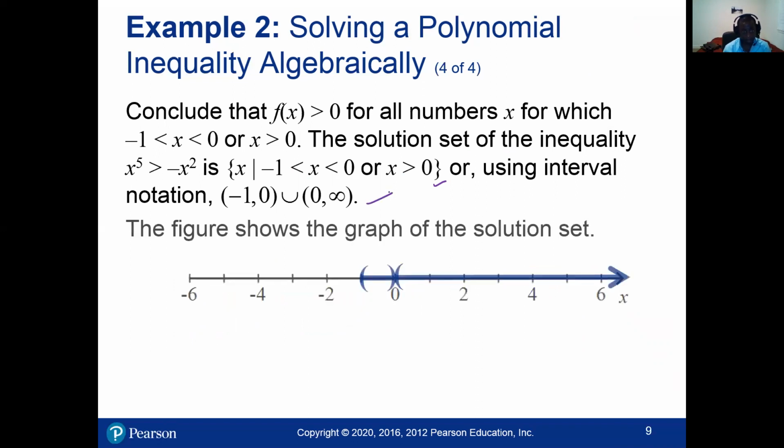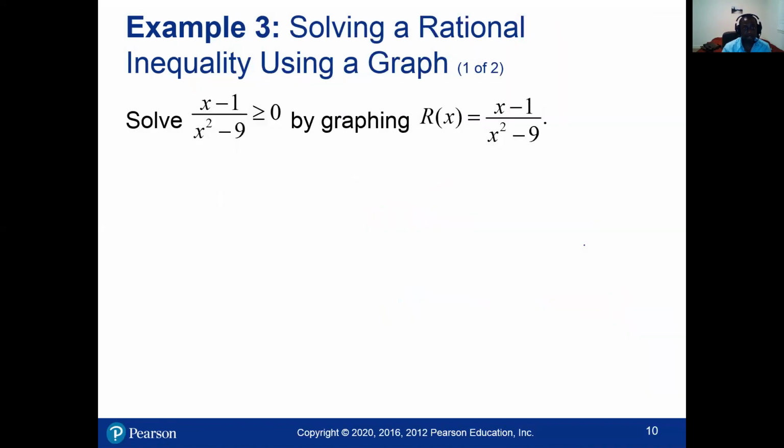And then we can graph the solution set, which is that. So between negative 1 and 0, we have parentheses, and then a parenthesis open to the right at 0 to positive infinity. Okay. We did one example, a polynomial, using graphing and then algebraically. Now let's go to a rational function, and we are going to do it using graphing and also algebraically.